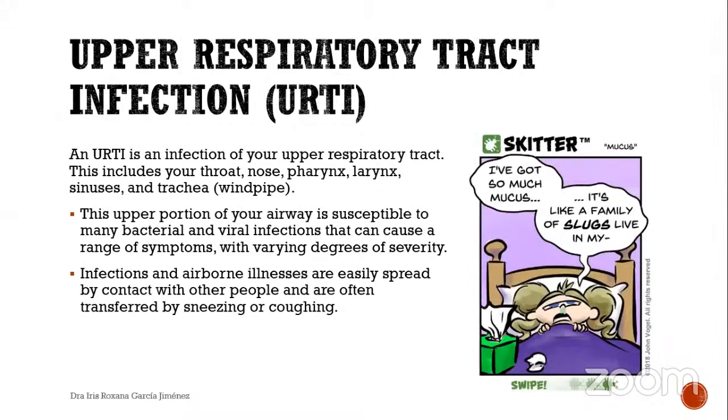Let's go with some interesting pathologies, interesting details. For example, the upper respiratory tract infection, the URTI. A URTI is an infection of your upper respiratory tract, of course. This includes your throat, nose, pharynx, larynx, sinuses, and trachea. Trachea is also called windpipe. This upper portion of your airway is susceptible to many bacterial and viral infections that can cause a range of symptoms with varying degrees of severity.